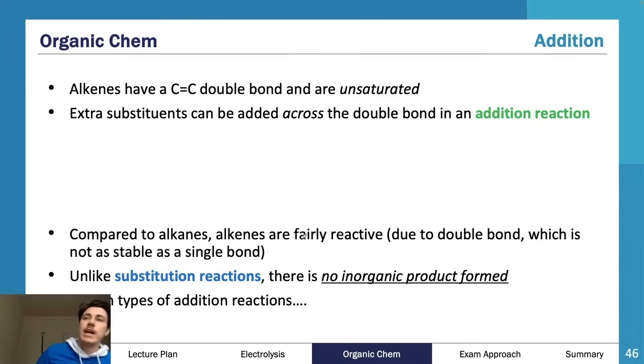Addition. So addition reactions are essentially where we add things on. So substitution, we got rid of something and added something else. This is where we just add something. So we've got spare spots. This usually occurs with alkenes because you've got a double bond, which means we're unsaturated. We haven't got the maximum amount of things bonded on.